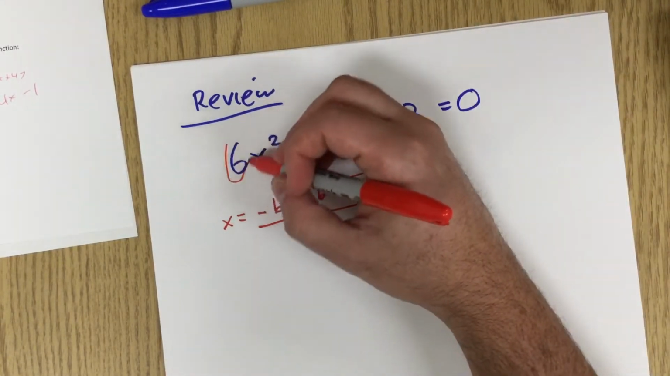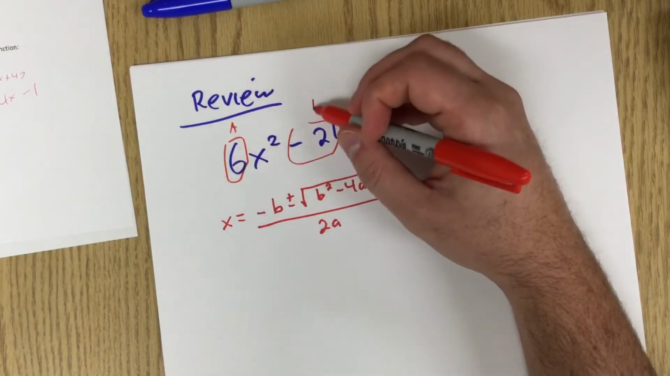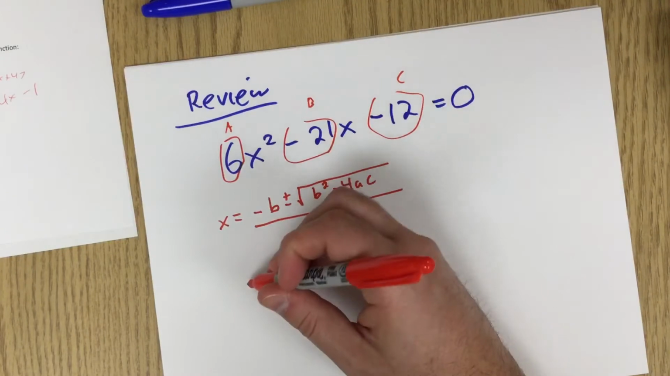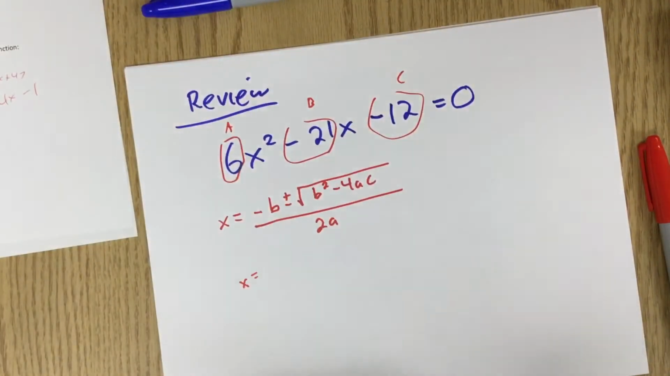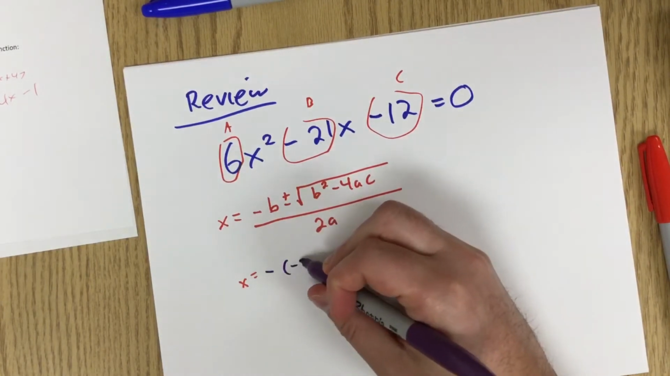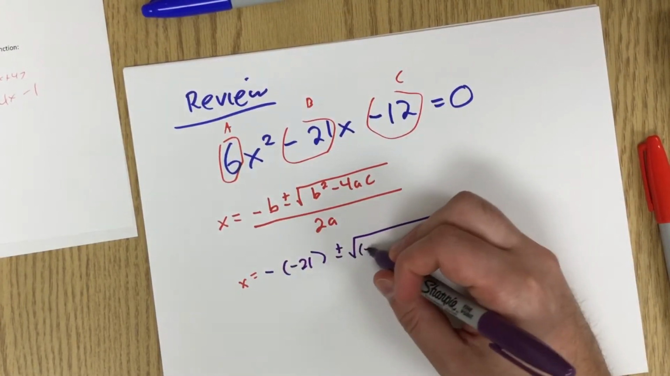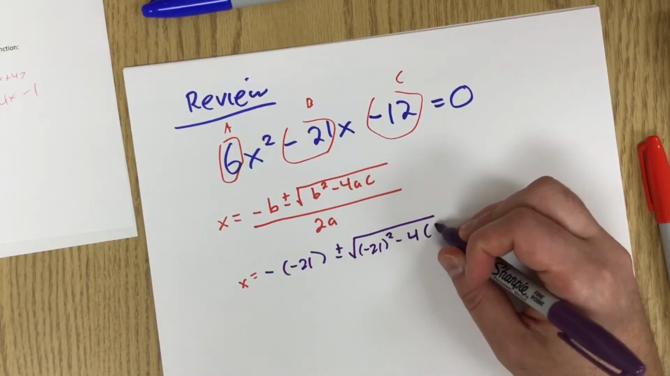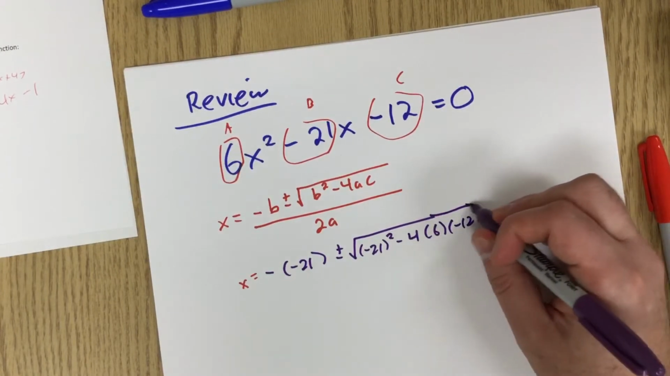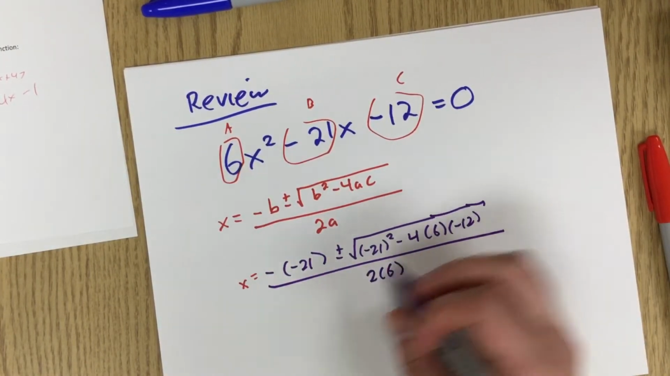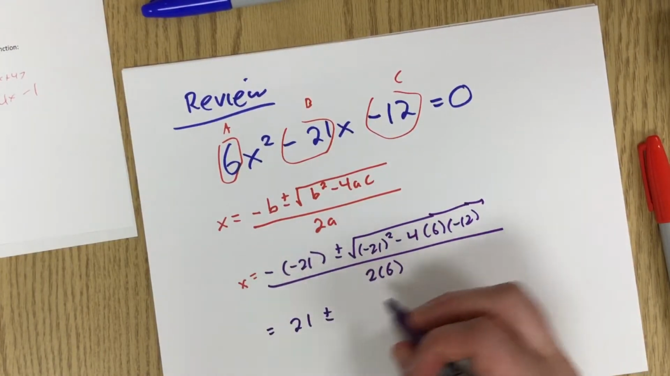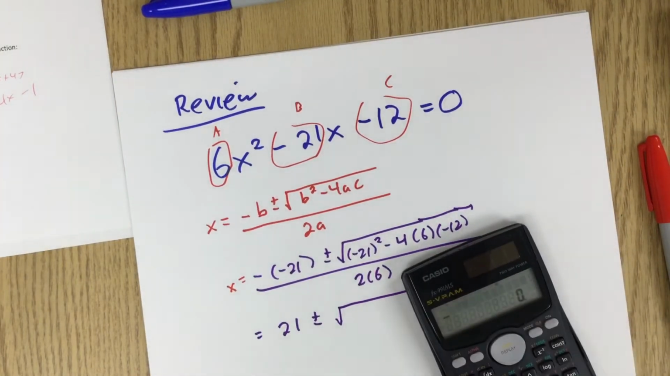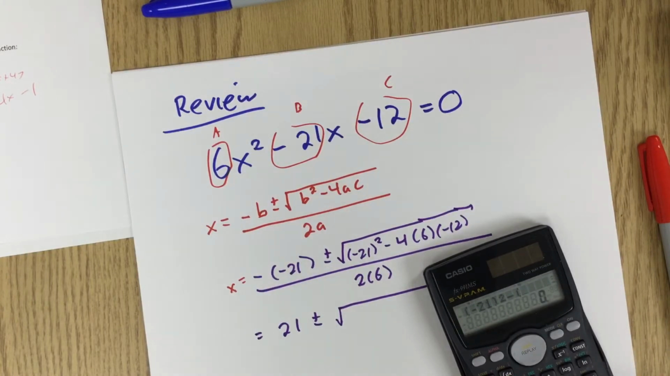In this case, this is the a, this is the b, this is the c, and so that's going to give us x equals minus negative 21 plus or minus the square root of negative 21 squared minus 4 times a times negative 12, all divided by 2 times 6, which is 21 plus or minus the square root of negative 21 squared minus 4 times 6 times negative 12.